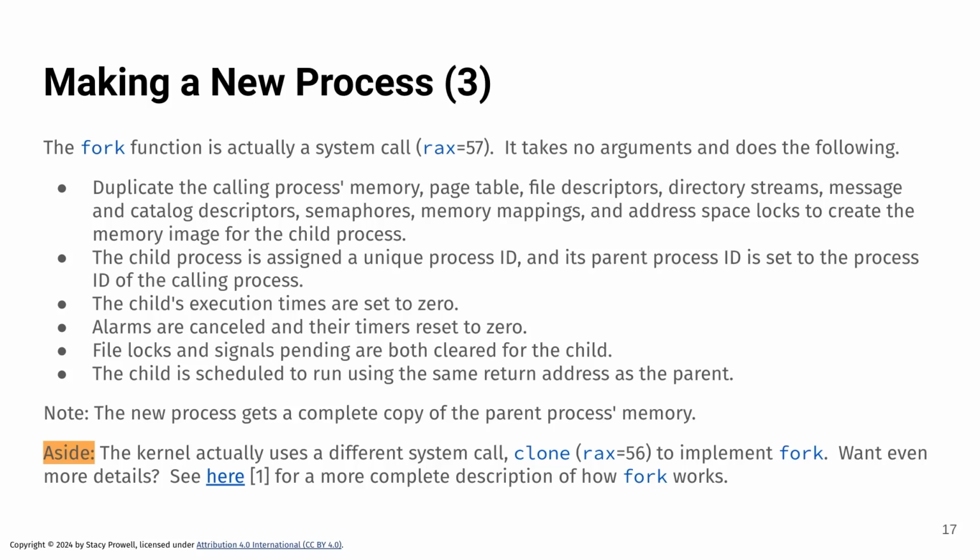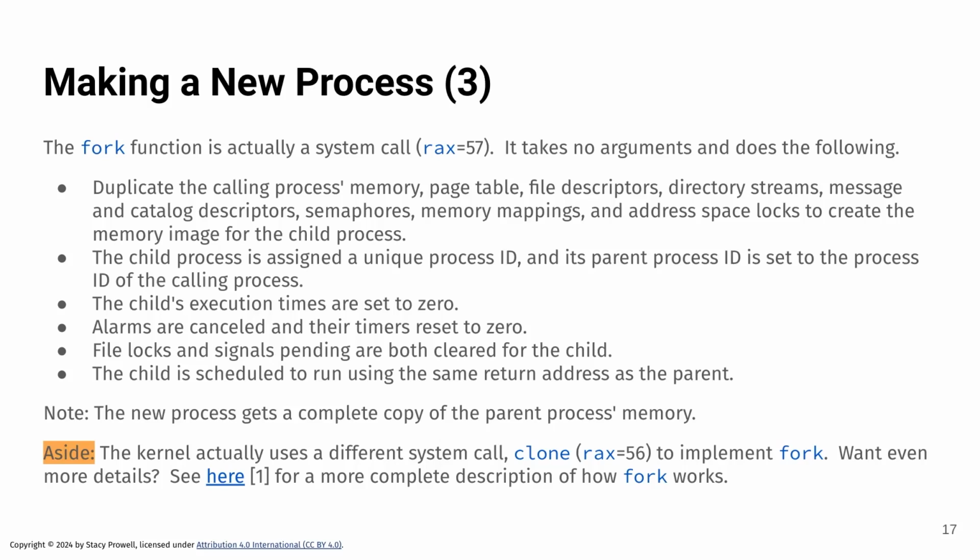The execution time is obviously set to 0. Alarms are canceled and timers are set to 0. File locks and signals pending are cleared. That makes sense. You don't want the child to inherit the same locks as the parent, because then how would you coordinate unlocking the file? And then the child is scheduled to run using the same return address as the parent.